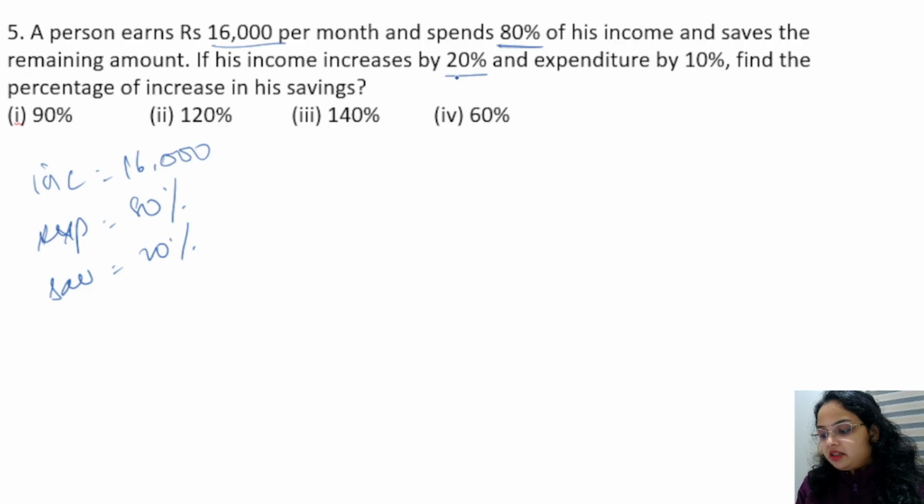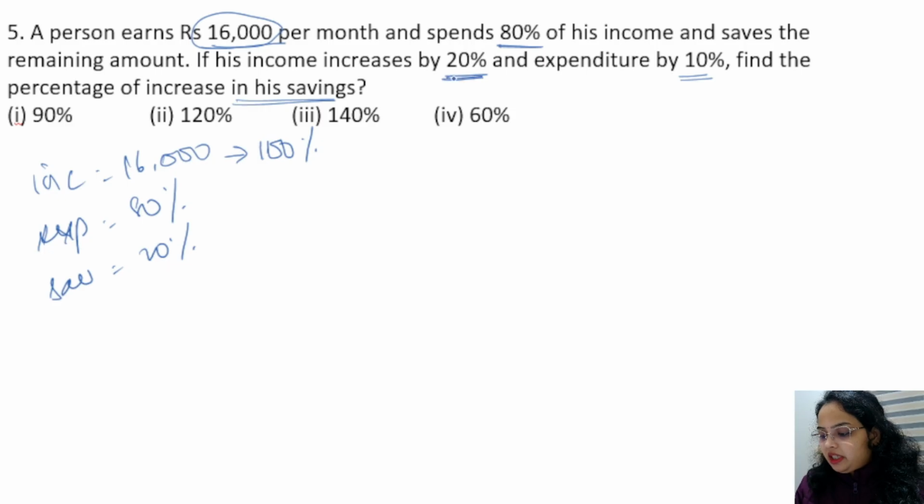If his income increases by 20% and the expenditure by 10%, find the percentage of increase in his savings. Here there is no value in rupees given, other than the income. So we will take the income as 100, so we can calculate easily.